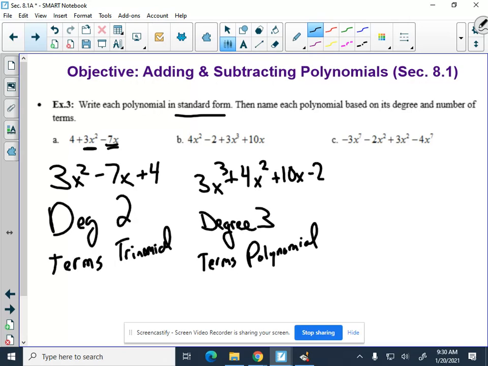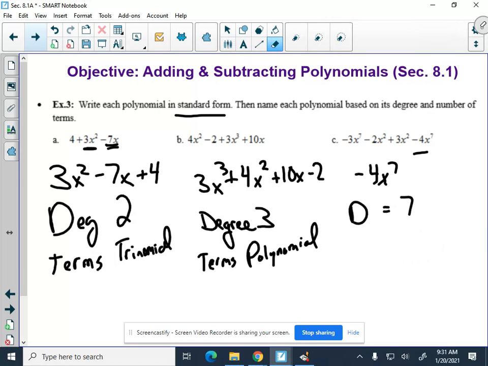All right, the next one. Highest power is to the 7th. So that is degree 7. There are 4 terms. So this one is going to be a polynomial. But we go negative 4x to the 7. Oh, no. Changed my mind. I just caught something different here.